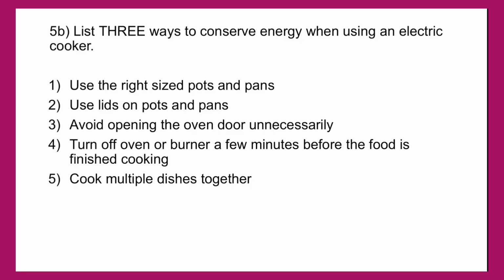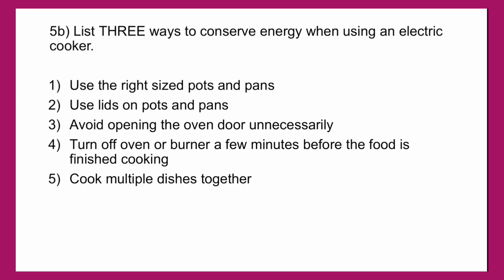Number 2, use lids on pots and pans, and this is because once you cover a pan or a pot with a lid, it traps the heat on the inside and thus cooks food faster. Next one, avoid opening the oven door unnecessarily. We all know that when you open the oven door consistently, it allows cool air to enter into the oven and sometimes that drops the temperature.